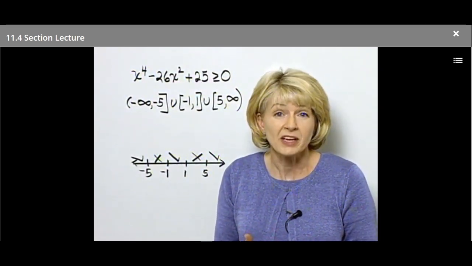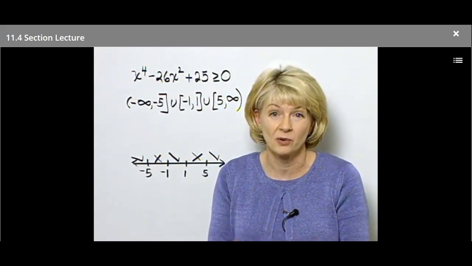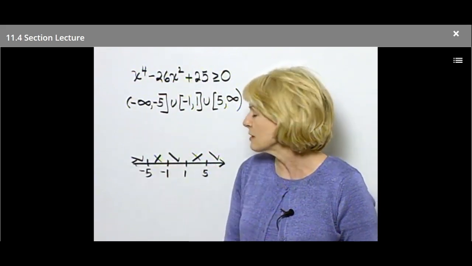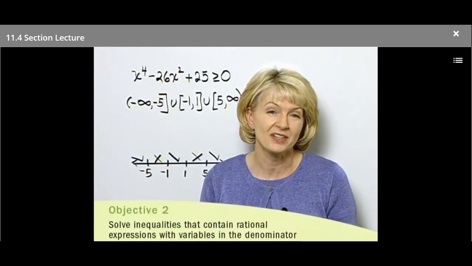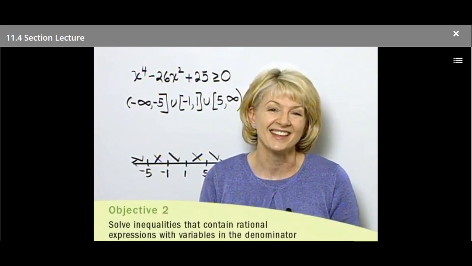Again, double check, make sure your intervals are okay. But that's a good little checking point also. Now let's see how we can solve a different type of nonlinear inequality.